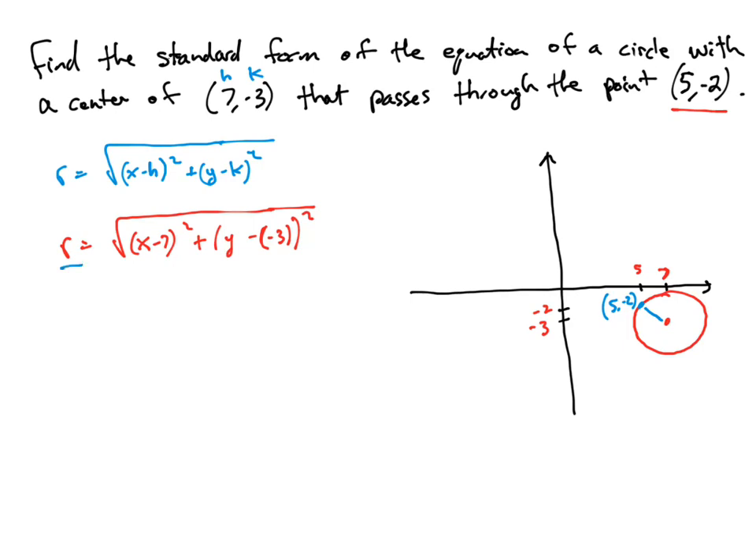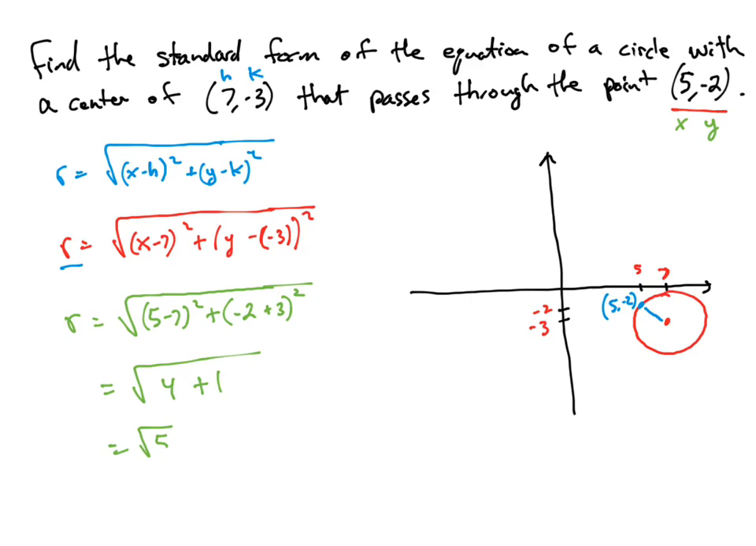And then we can plug it in right here. So because we have that pass-through point, we can plug in 5 for x and negative 2 for y. So we say r is equal to the square root of 5 minus 7 squared plus, for y we're going to say negative 2 minus negative 3, which is plus 3, squared. So we end up with negative 2 squared, which is 4. Negative 2 plus 3 is 1, squared is 1. So the square root of 5 is equal to the radius. Another way of saying this is r squared is equal to 5.